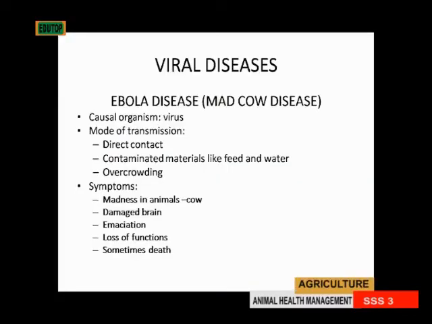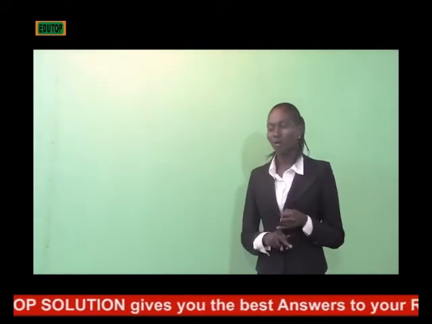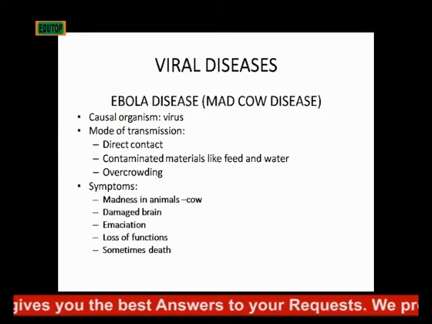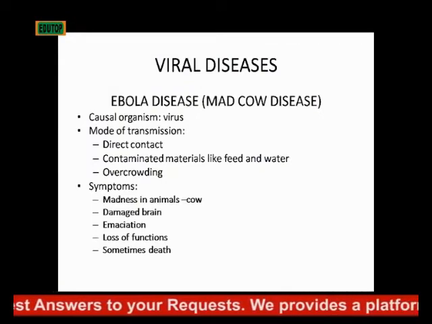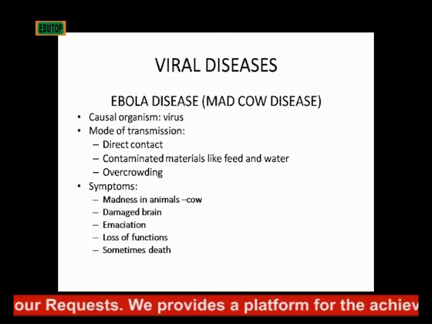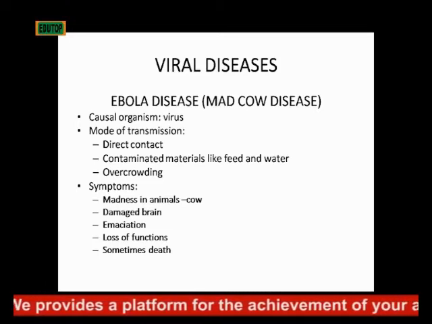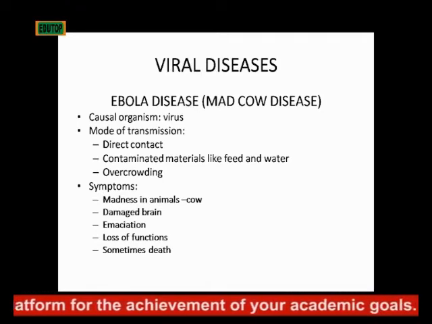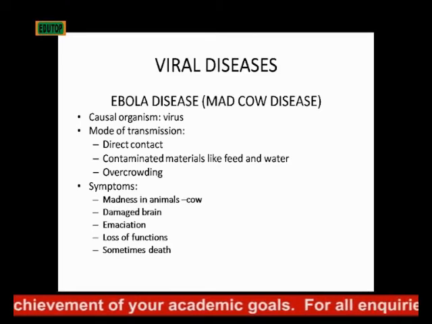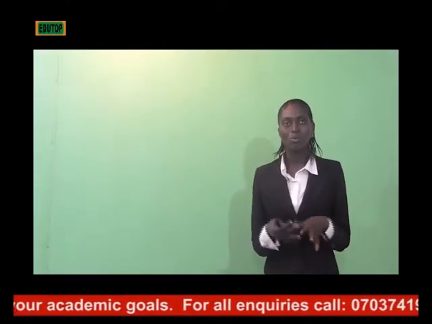The next viral disease is Ebola disease. It's also called the mad cow disease. Ebola disease or the mad cow disease is also caused by a virus. Mode of transmission, first is by direct contact with an infected animal. Then contact with contaminated feed, or once an animal feeds on contaminated feed or water. Another mode of transmission is overcrowding. The animals are just so many in the herd, and they are flocking and rolling on one another, just brushing one another. That will lead to transmission of a disease like Ebola disease.